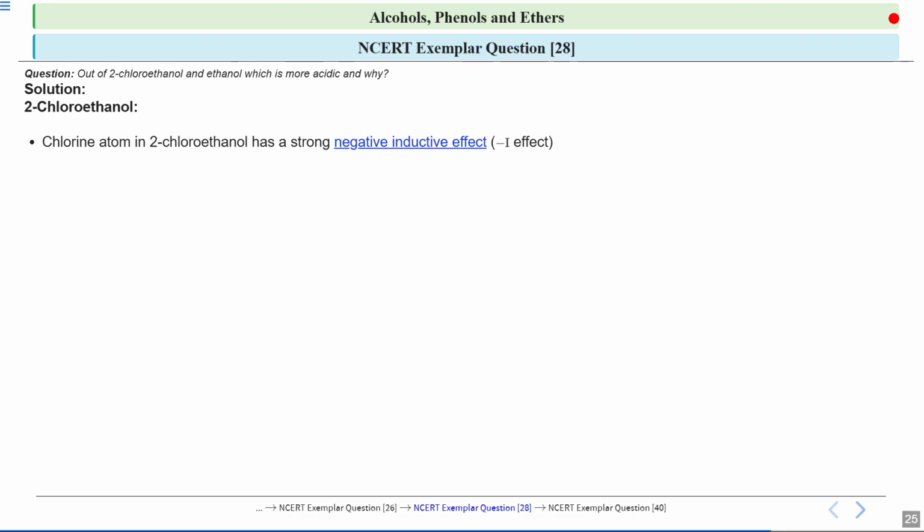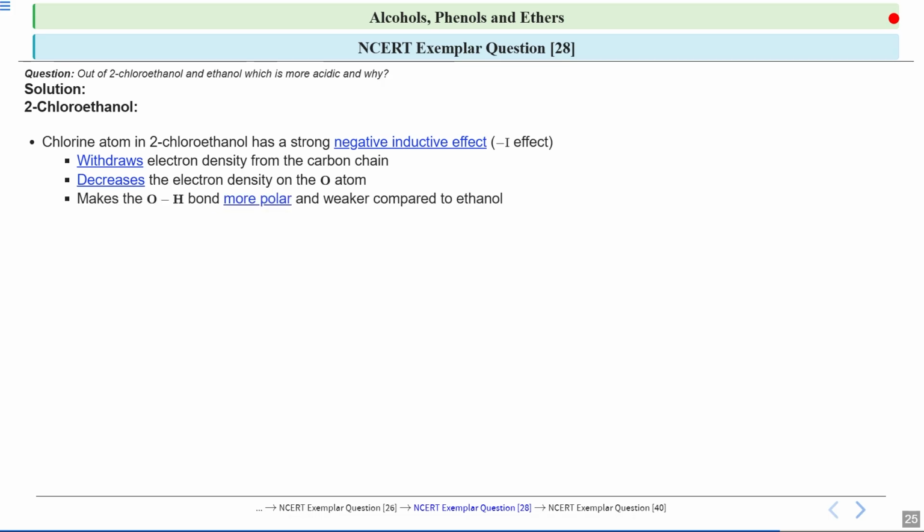That means it will pull the electron density away from the carbon chain. This withdrawal decreases the electron density around the oxygen atom, which makes it easy to release a hydrogen ion, that is H+ ion. It will make the OH bond more polar, and then it can easily donate its H+ ions. So it will facilitate the release of H+.